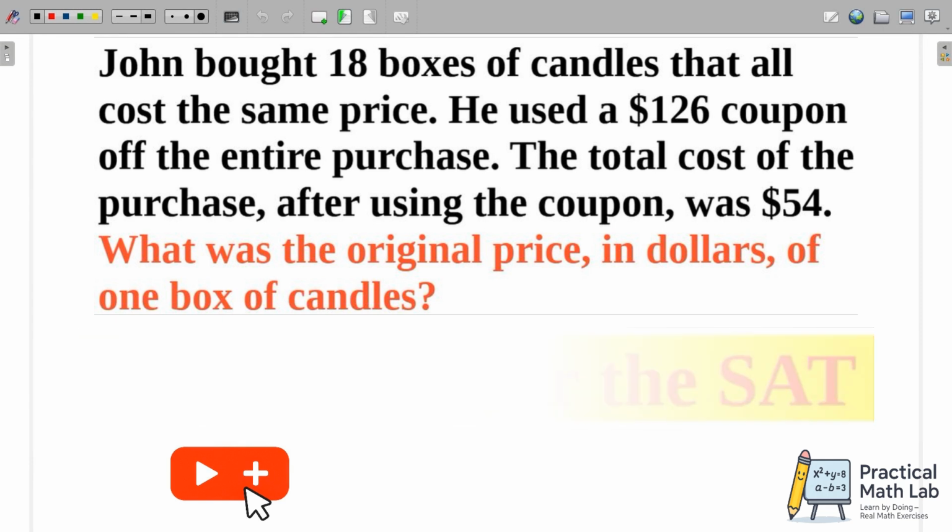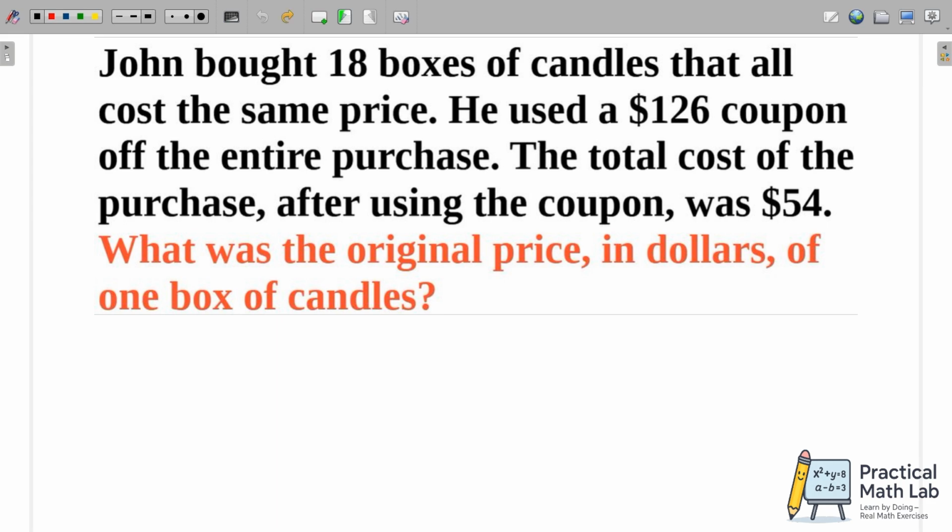John bought 18 boxes of candles, all at the same price. He used a $126 coupon on the purchase. The total cost after the coupon was $54. What was the original price of 1 box of candles?